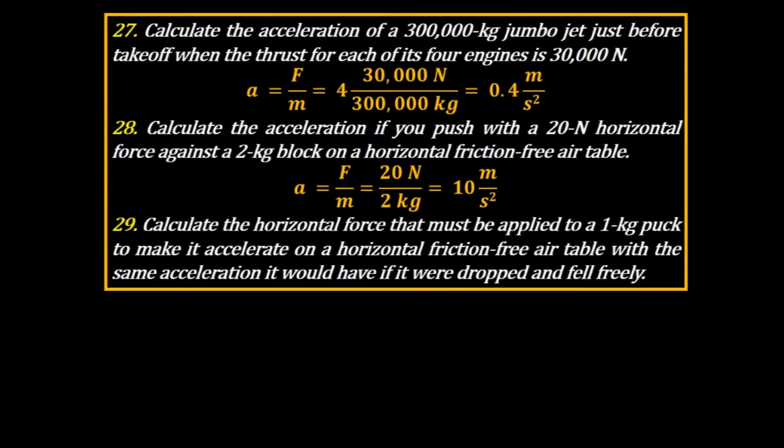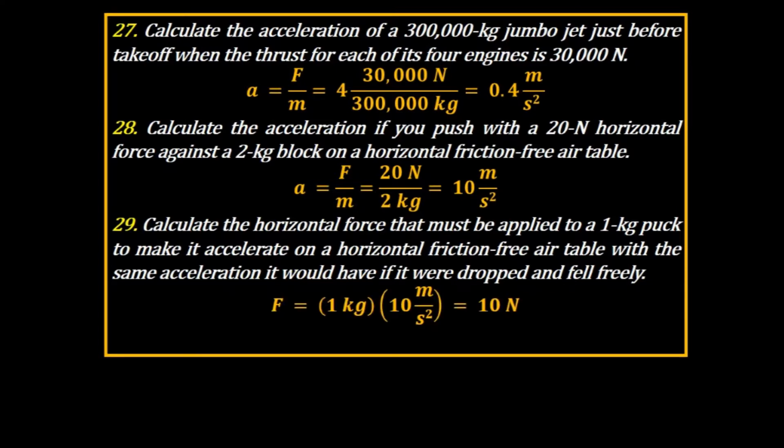Calculate the horizontal force that must be applied to a 1 kilogram puck to make it accelerate on a horizontal friction-free air table with the same acceleration it would have if it were dropped and fell freely. It would be 10 newtons because the acceleration is 10, so it would be 10 newtons.